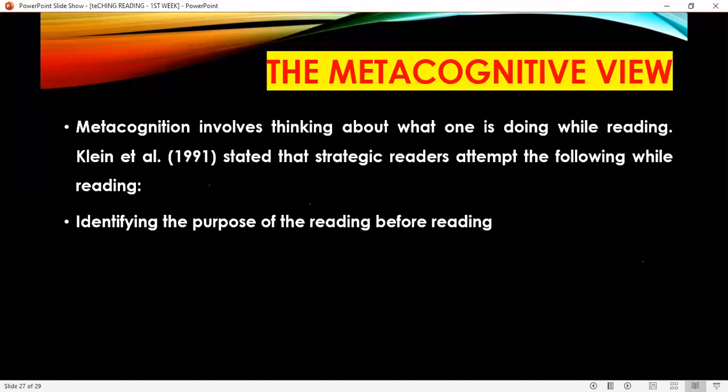But now what happened with the metacognitive? Why do you read? What is the purpose of reading? Why do you have to read this test? What is the reason? This is the metacognitive. Remember, metacognition involves thinking about what one is doing while reading. So you analyze, all right? You analyze the process of reading, the reason of reading. This is one. Identify the purpose of reading before reading.